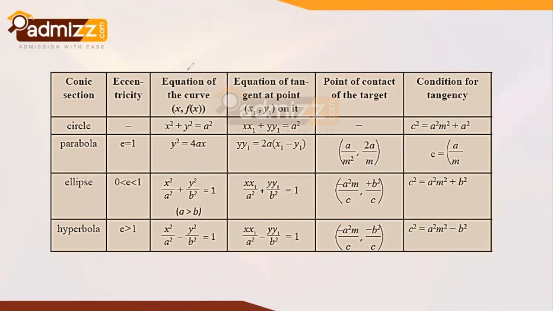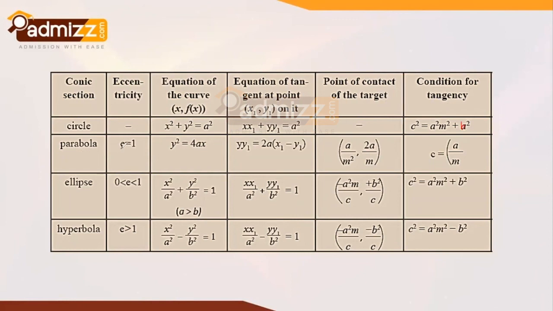Thereafter, the equation of the curve can be observed right over here from this particular column, that is x square plus y square is equal to a square, and x x1 plus y y1 is equal to a square. This is the equation of tangent. Then the point of contact of the tangent is not given here, but the condition for tangency, that is c square is equal to a square m square plus b square. Over here it is b square, not a square.